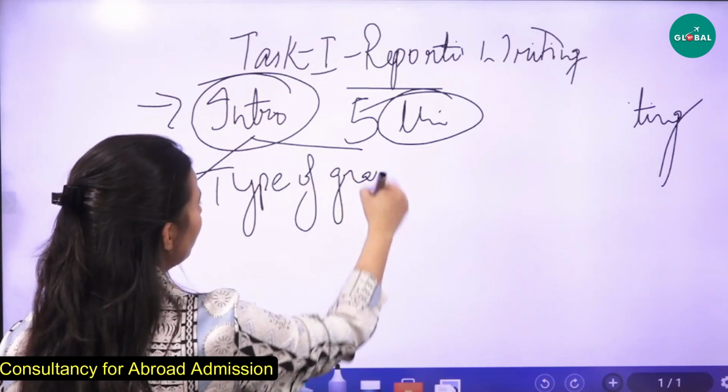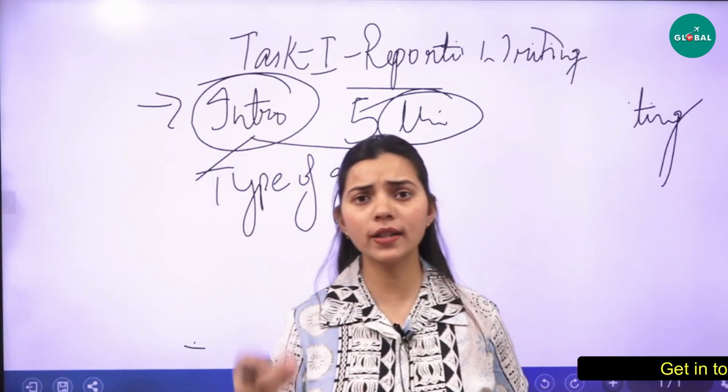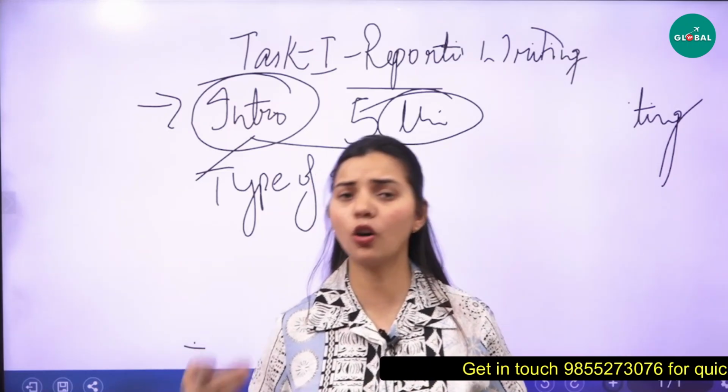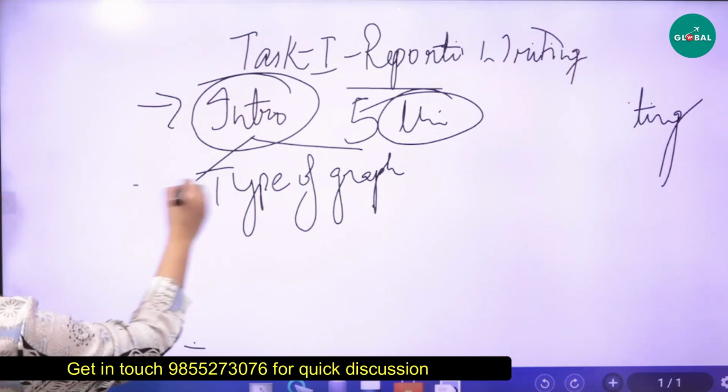Is it a line graph? Is it a bar graph, or is it a tabular representation, or is it pie charts, or is it a life cycle, or any other diagram, right? That is basically type of the graph, very important.